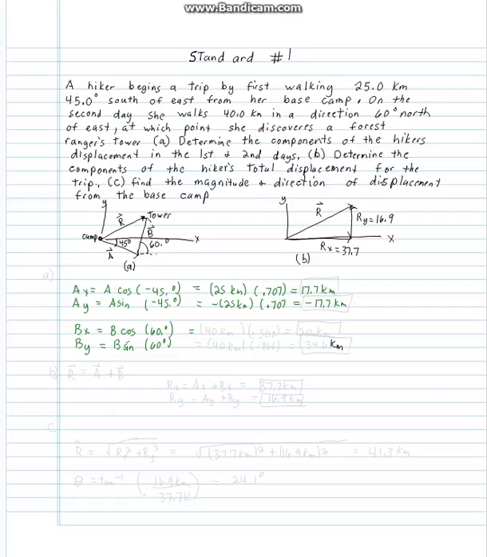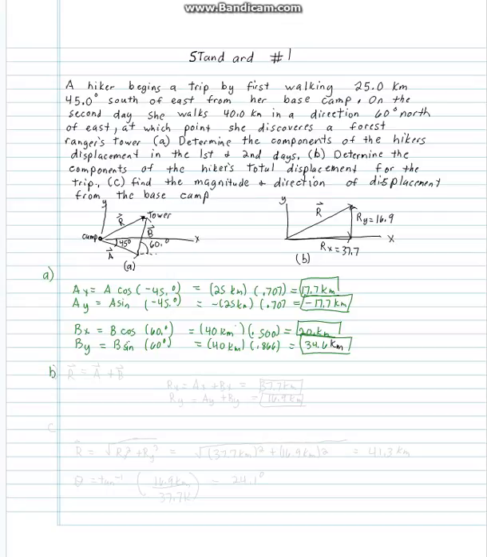For this one, it's 40 kilometers times 0.500, which is equal to 20 kilometers. And for our y direction, we have 40 kilometers times 0.866, which is equal to 34.6 kilometers. That is part A, displacements on the x and y axis.